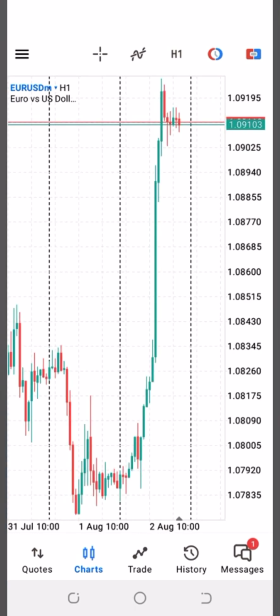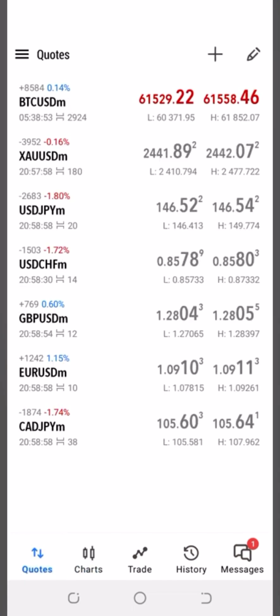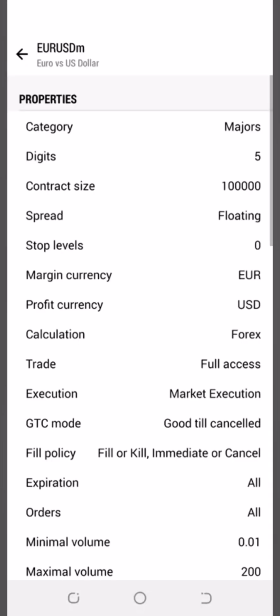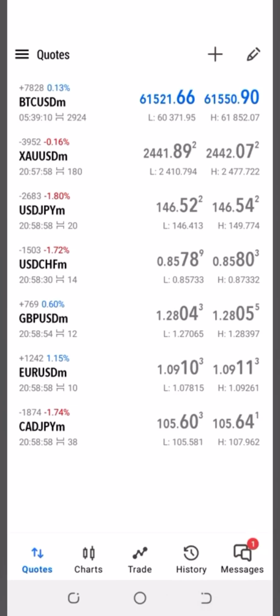Then still on the Euro USD, when you click on it again, it's going to show you another option, which is the properties. Now the properties just display the details of the contract specifications. You don't need to bother yourself about this too much. So you can just ignore that.